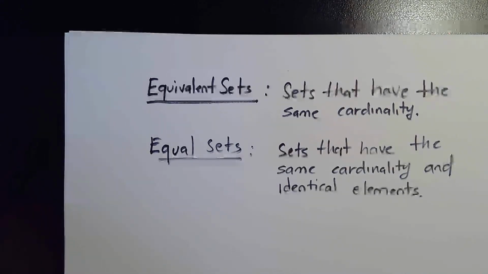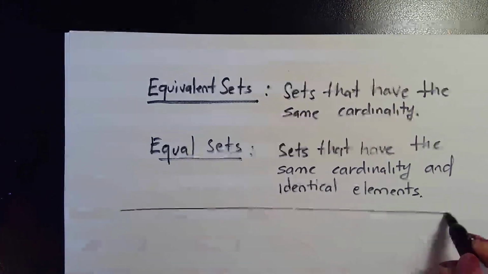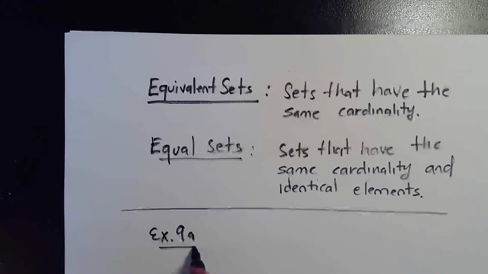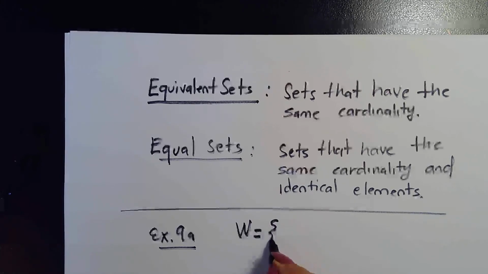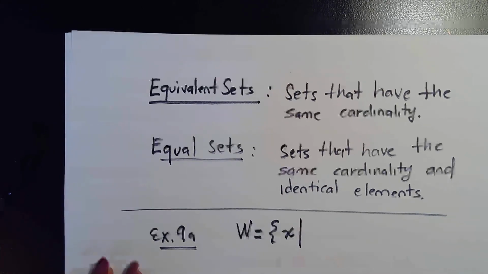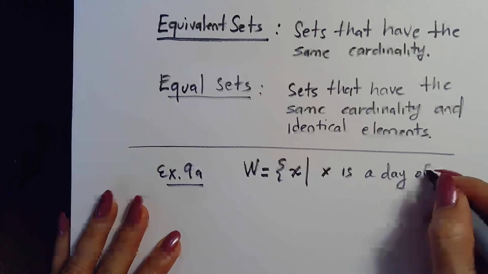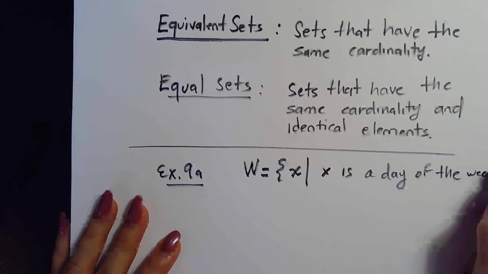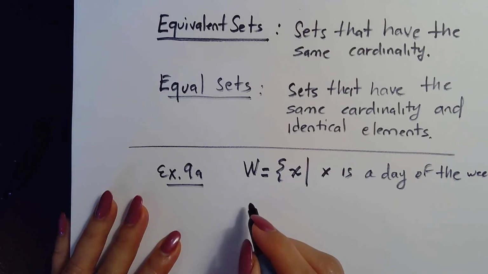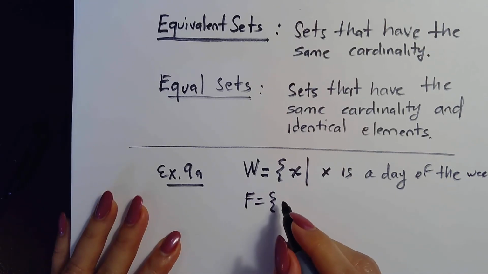We want to determine if they're equivalent. I'll do 9A, and then you guys can do 9B. So let me do 9A. It says determine if the sets are equivalent. We have W as a set of all the x's such that x is a day of the week. And then F is a set of all the x's such that x is a month with exactly 31 days.